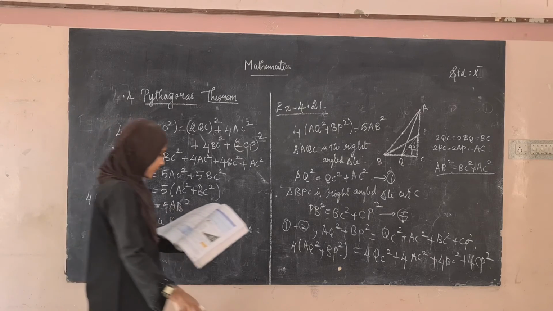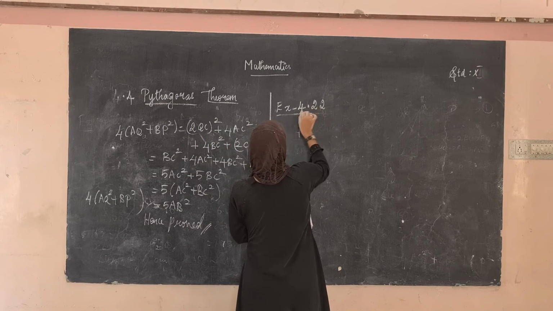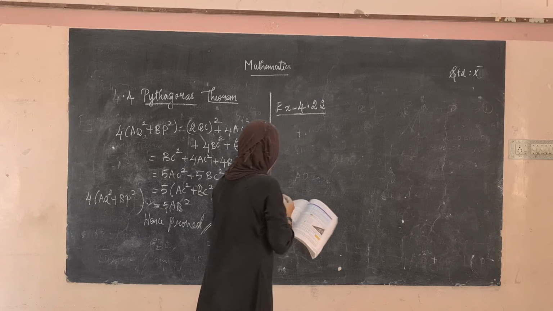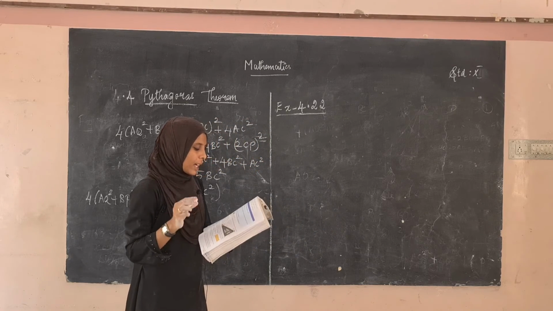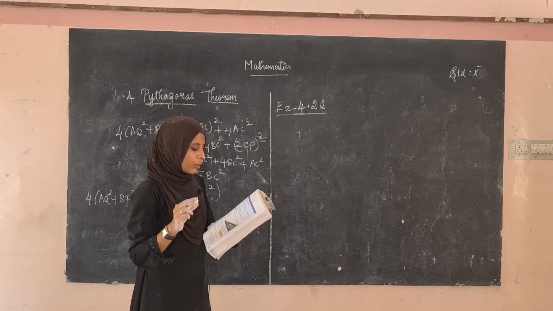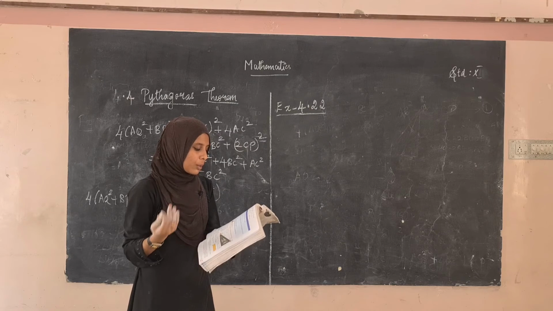Okay, now let us see the next example, 4.22. What length of ladder is needed to reach a height of 7 feet along the wall where the base of the ladder is 4 feet from the wall?